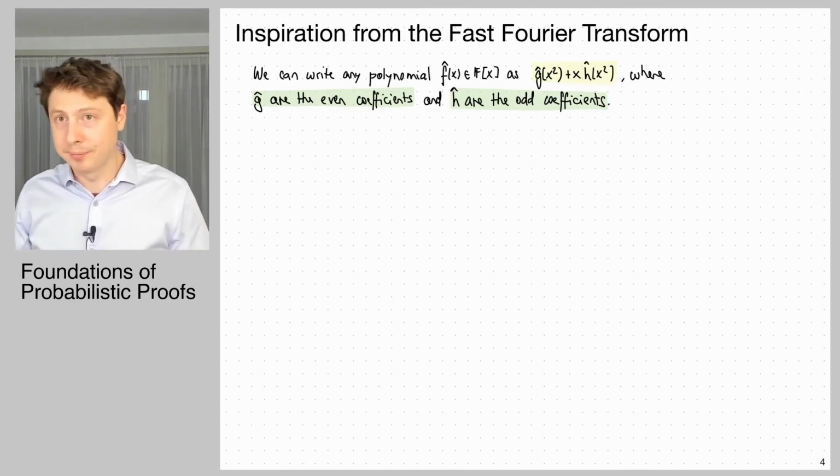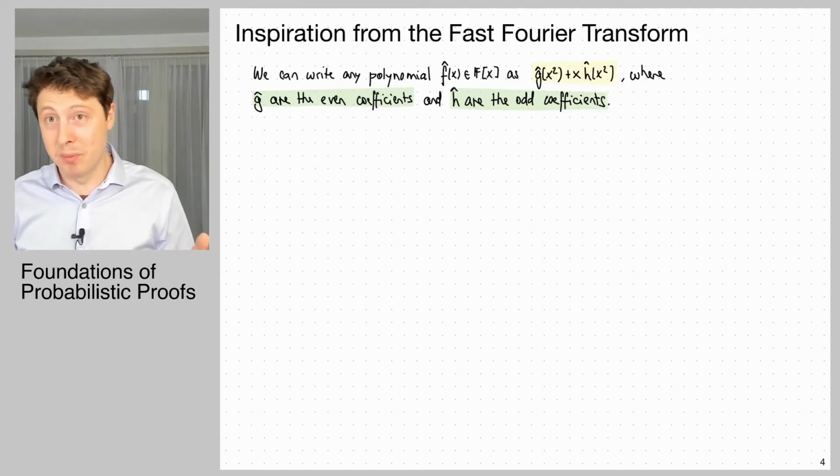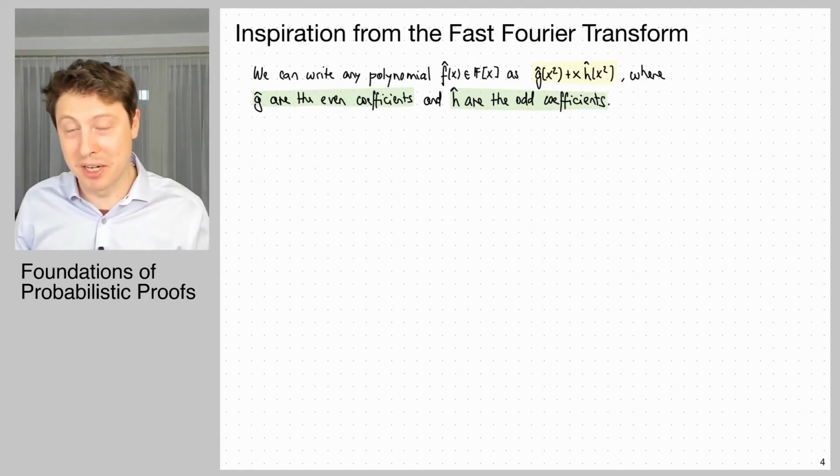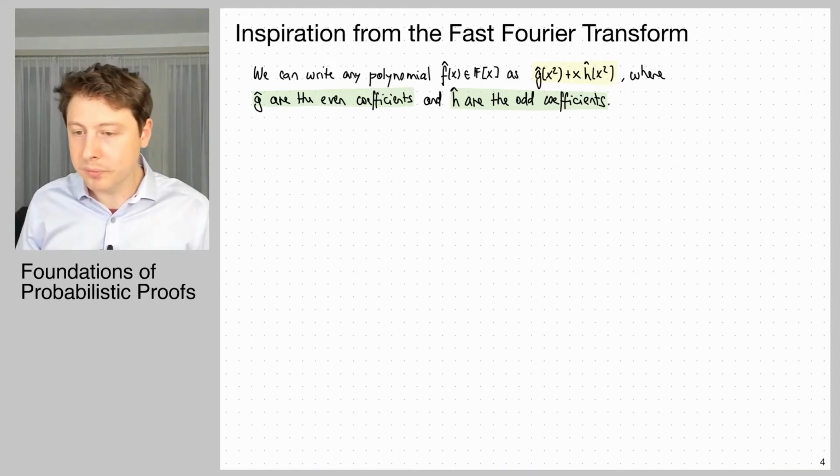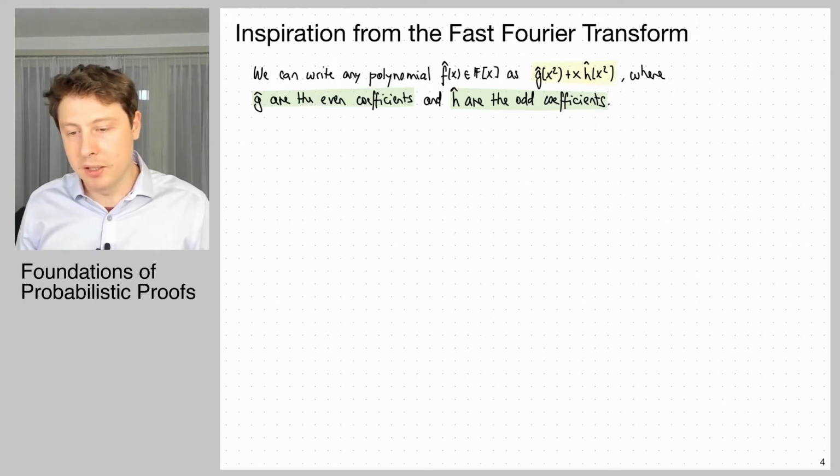Half of the slide will be just reminding you what the fast Fourier transform is and how it looks, because we're going to be using it to design the proximity proof. If you remember, the premise of the canonical radix-2 fast Fourier transform is that we can take any polynomial and split it into even and odd coefficients.